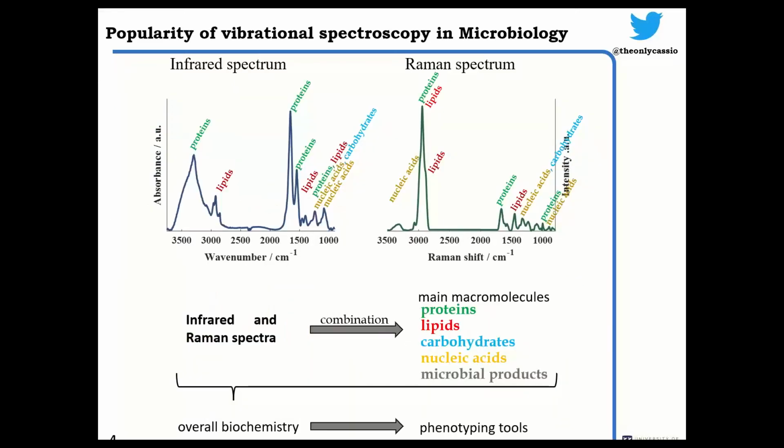And Raman and infrared spectroscopy, vibrational spectroscopy, are great tools to study bacterial metabolism. So here we have the infrared and the Raman spectra collected from bacteria. The peaks that we see in the spectra are associated with the main macromolecules, like proteins, lipids, carbohydrates, nucleic acids, and products that are produced by bacteria, microbial products. So basically, both infrared and Raman spectroscopy provide information about the overall biochemistry of the samples. And for this reason, the two techniques are great options to be used in phenotyping studies.